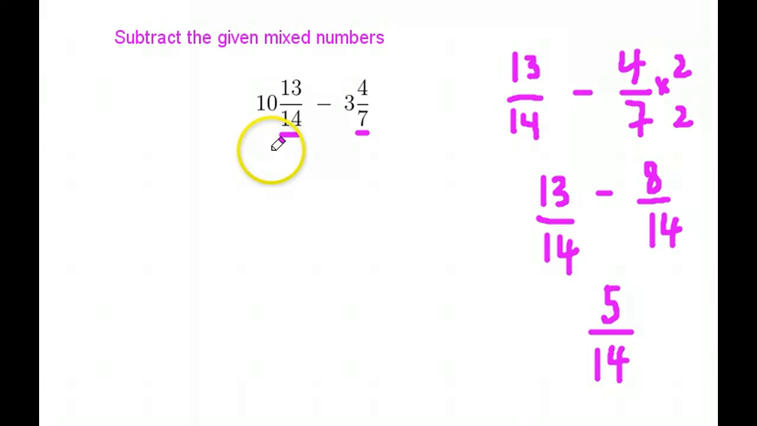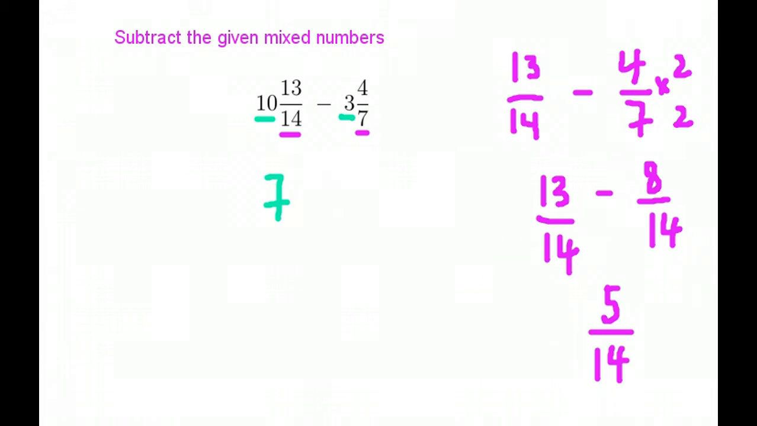Whereas the whole number part, let me change the color. This is the whole number part. Since we were able to subtract the fraction part without any problem, we can also go ahead and subtract the whole number part. 10 minus 3 is 7.